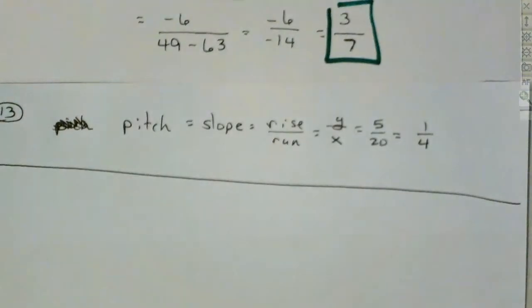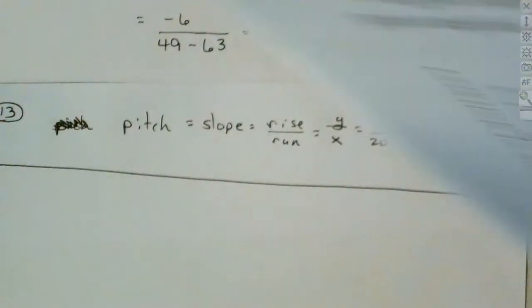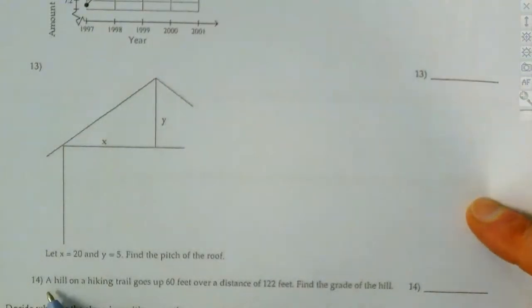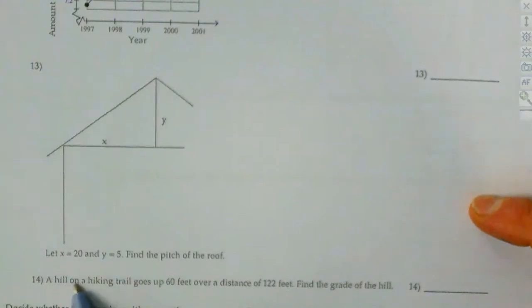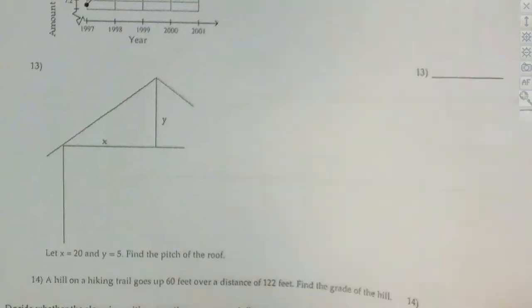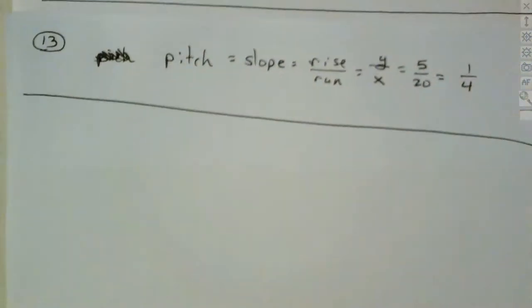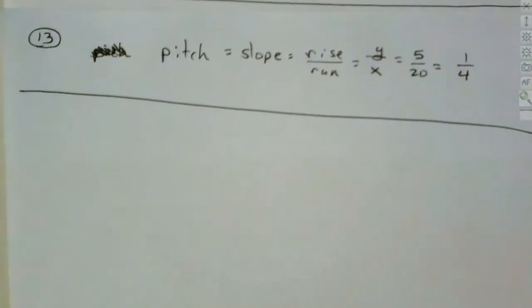Okay, 14, grade is the same as the slope. So on 14, hill on a hiking trail goes up. That's your y, right? So 60 is the y. So 60 feet up, so that's 60 over a distance of 122. So that would be 60 over 122. And that's going to give you the grade, which is the same as the pitch, which is the same as the slope. Okay, so that was pretty easy too.